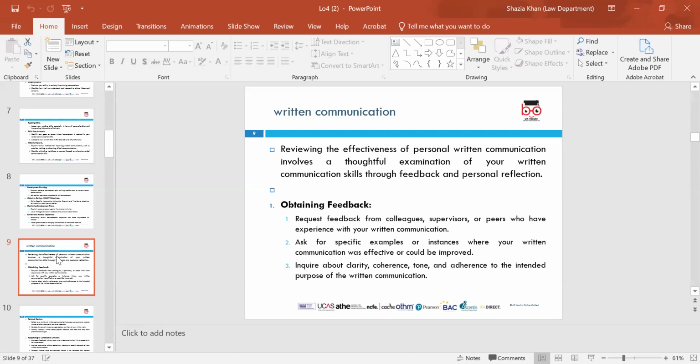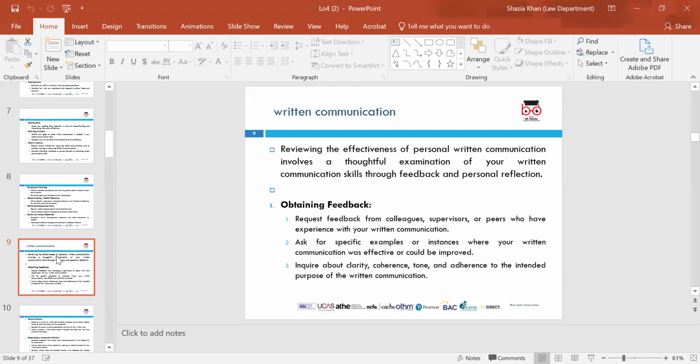Obtaining feedback. Request feedback from colleagues, supervisors, or peers who are experienced with your written communication. Ask for specific examples or instances where your written communication was effective or could be improved. So maybe it could be an email, a letter, a bulletin, a fax. Maybe you need to be clearer so that the individual is able to understand what you are saying.